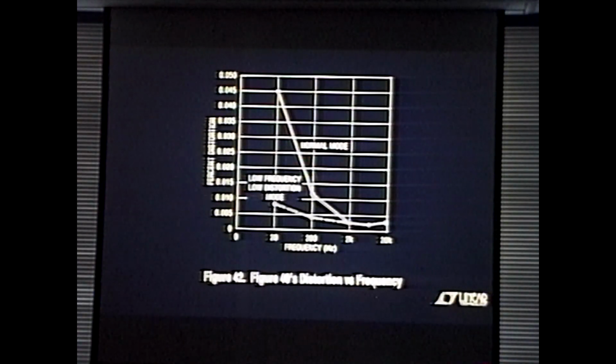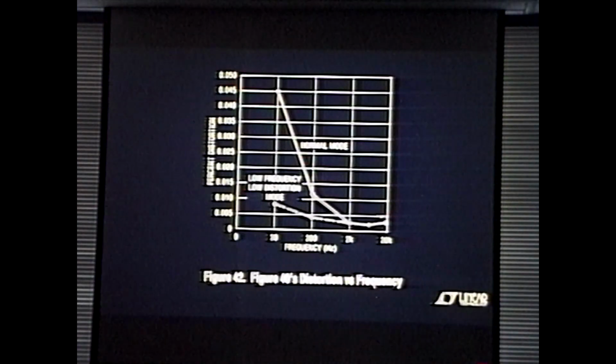This is an interesting plot. This plots the normal mode distortion. So that's the little light bulb, one light bulb mode. And this is the low frequency, low distortion mode, which is the big light bulbs and lots of them. And just what you'd expect is what happens. If we go with a little light bulb that begins to run on a time constant, right around 2 kilohertz, the distortion begins to climb. If you use lots of big lamps, you can push the distortion back down at low frequency. That is explainable. That we can understand.